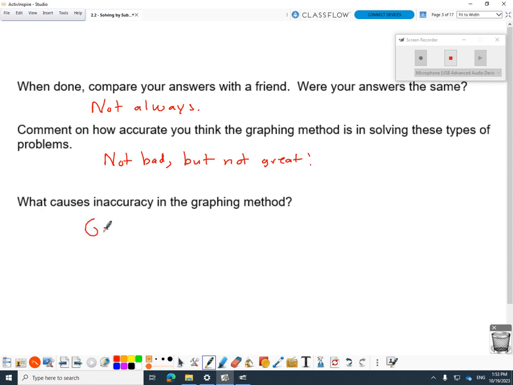Gaps in the scale. Well, actually, there's all sorts of things I could have written there. But the gaps in the scale were the problem. There's a gap between 2 and 3. There's a gap between 120 and 125. So those gaps in the scale made it so graphing couldn't get a perfectly accurate answer.